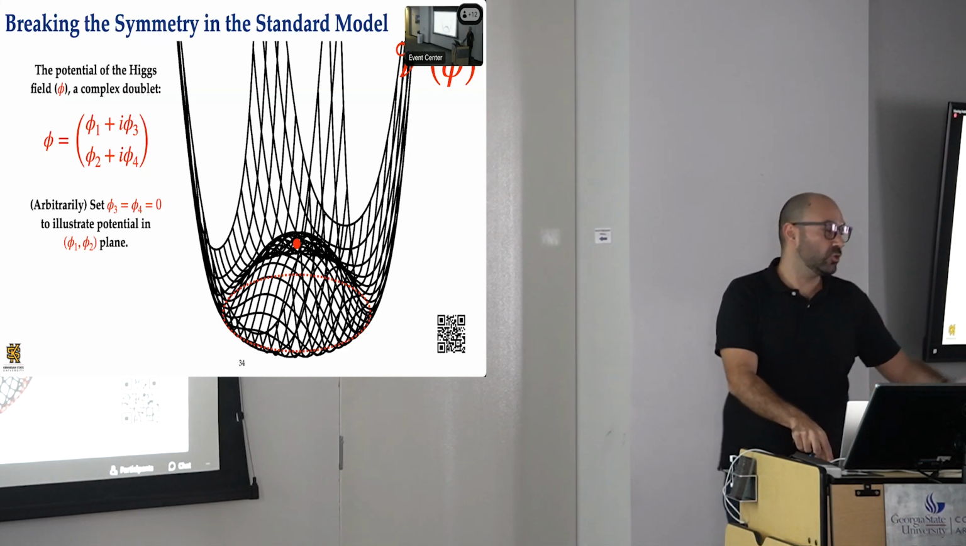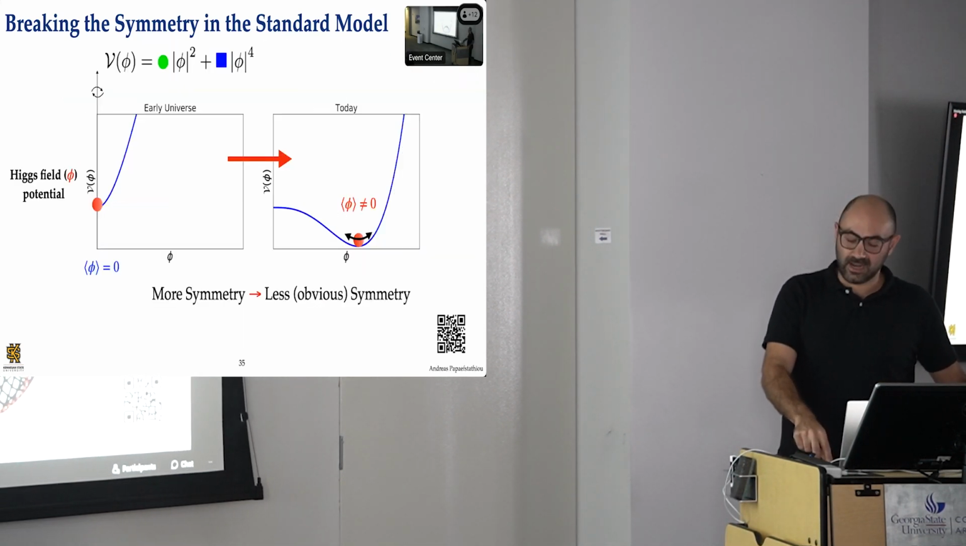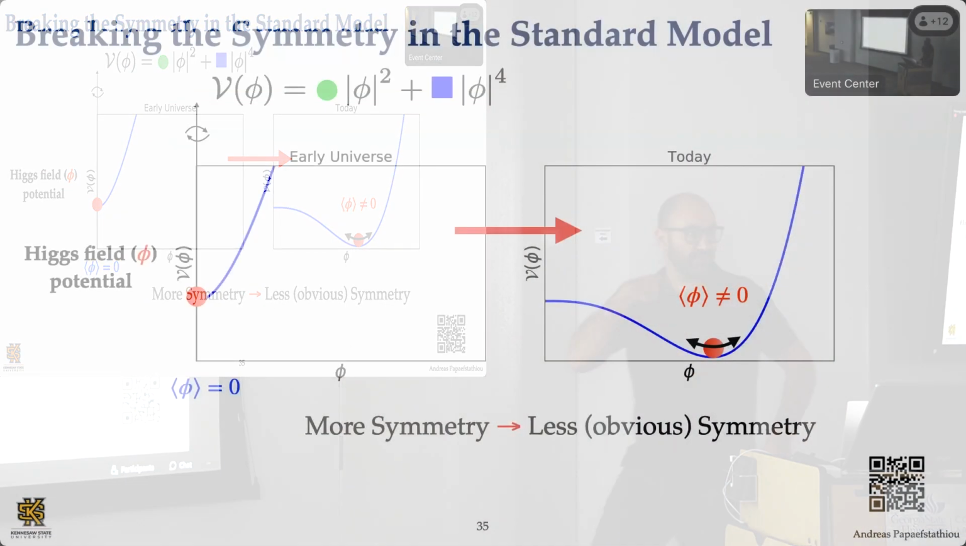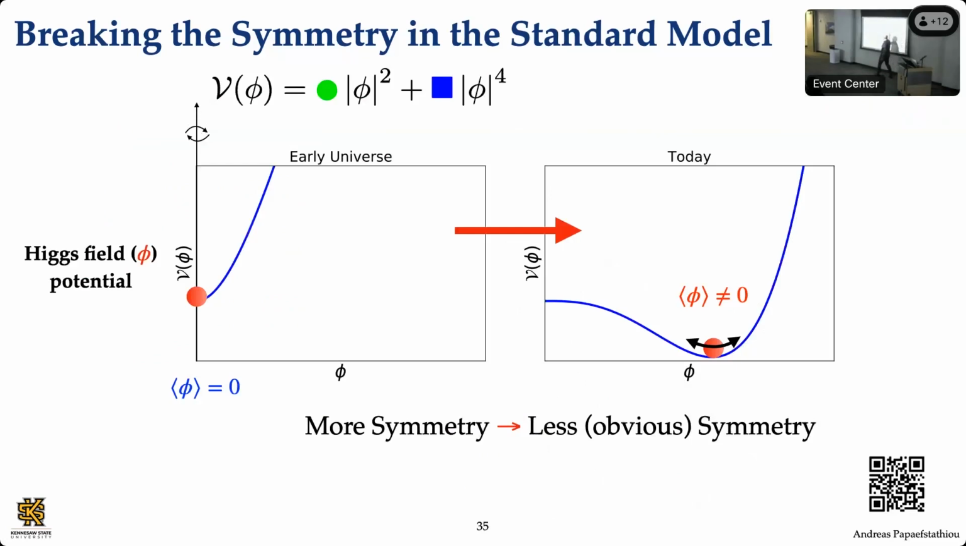Okay, so let me now show you, this was an animation. Let me show you a one-dimensional example. And this is basically a cross-section of that potential. So how does that look? It looks like a term which is squared in phi, so squared in the Higgs field, and there's a quartic term. Okay, so the coefficients are these blobs, circle and square. I don't want to write symbols.